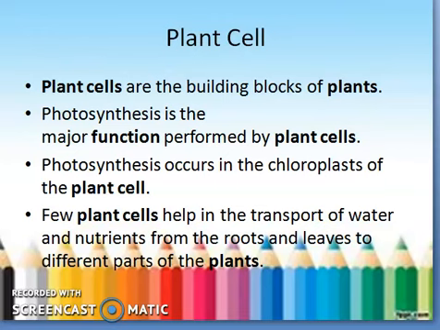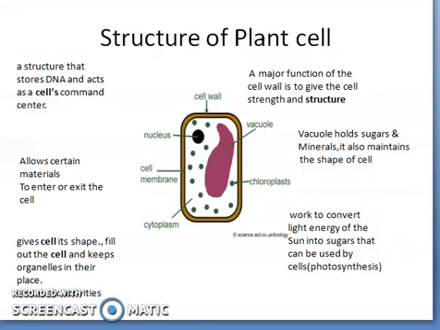The main function I'm going to discuss, as you know, is photosynthesis, the major function performed by plant cells, and photosynthesis occurs in the chloroplast of the plant cell. And a few plant cells help in the transport of water and nutrients from the roots and leaves to different parts of the plant. Plant cell has a rectangular shape. You can see over there it is rectangular.